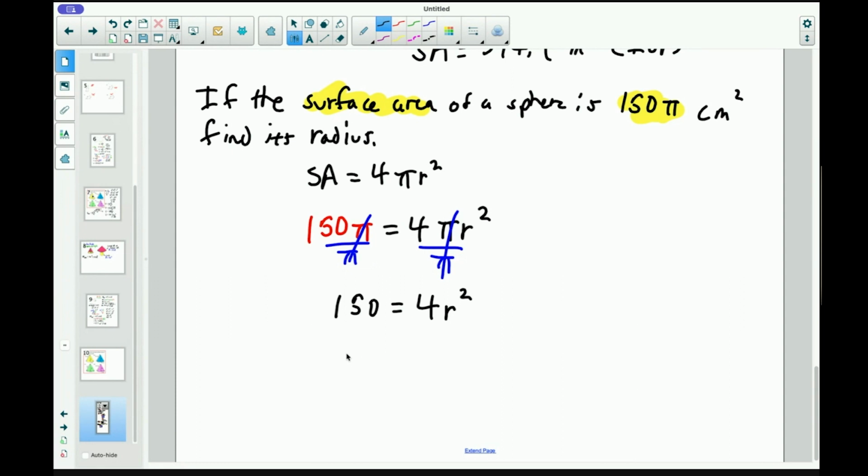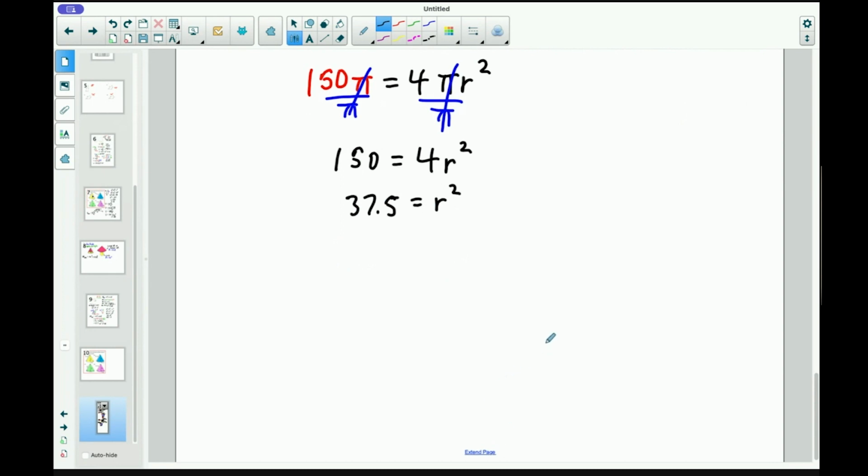Let's divide both sides by 4. So I get 37.5 is equal to r squared. We'll square root both sides. So the square root of 37.5 is equal to r. And then we can put that into our calculator. Square root of 37.5 gives us r is equal to 6.1 centimeters, and this is rounded to the nearest one decimal place.